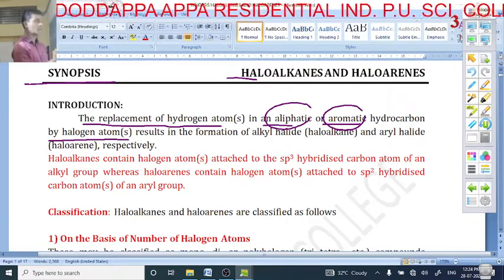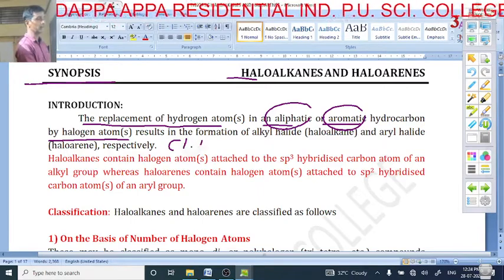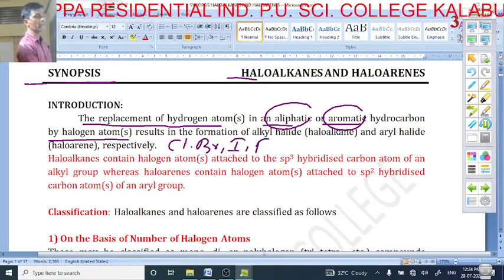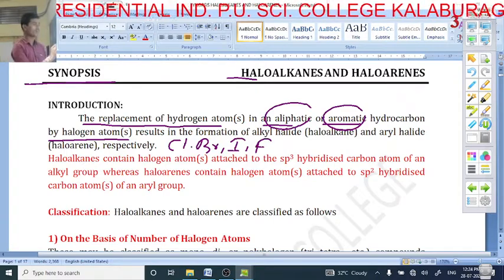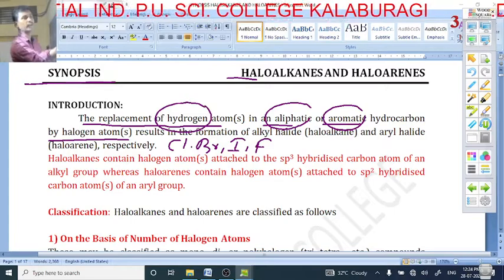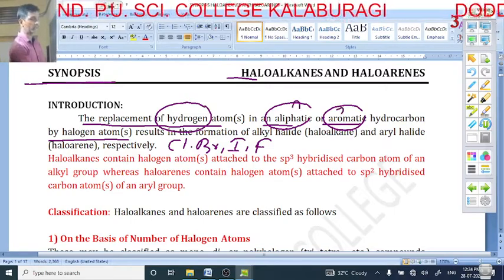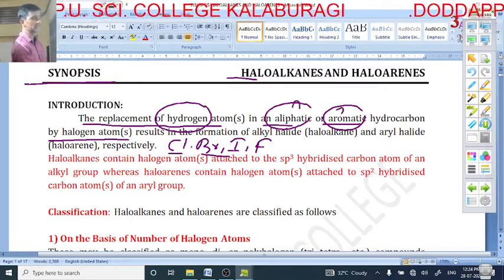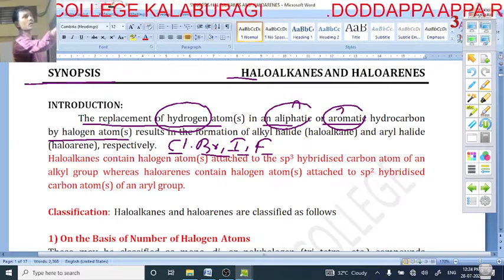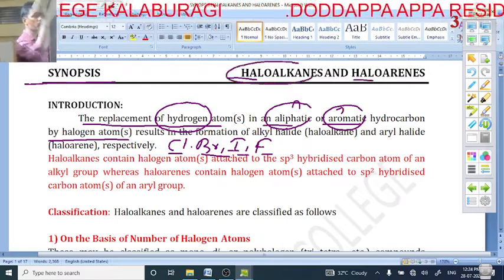So what are halogens? Cl, Br, I and F. These are called halogen atoms, where the hydrogen atoms of aliphatic and aromatic compounds are replaced by Cl, Br, I, F. So these are called haloalkanes and haloarenes.